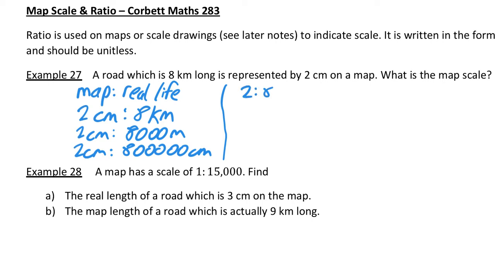You can get rid of the units, so you have 2 to just 800,000, and then you can divide through by 2. Put a few equal signs in here. You'll divide through by 2 just to give you 1 to 400,000, and that is your map scale.